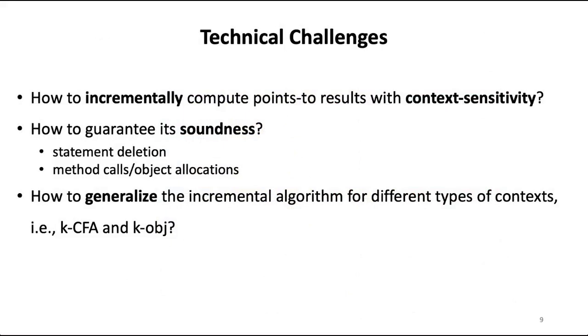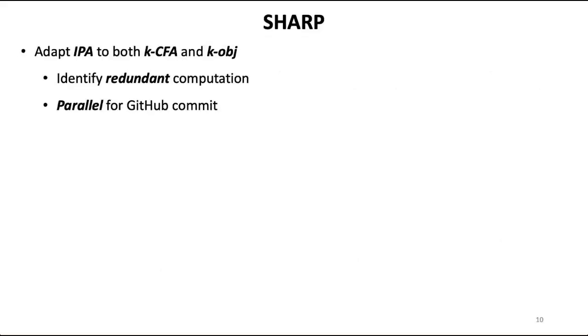Intuitively, we would think about integrating incremental algorithms with context sensitivity. If it's possible, how do we guarantee soundness as IPA does? How do we generalize such new algorithms to different types of contexts? We present SHARP to solve the above challenges. We adapt IPA to both call-site sensitive and object-sensitive algorithms, and identify the redundant computation for call statement deletions. Besides, we discuss the different parallel scenarios for GitHub commits.